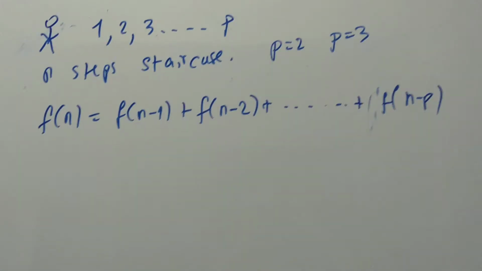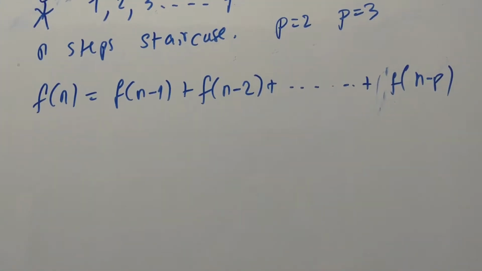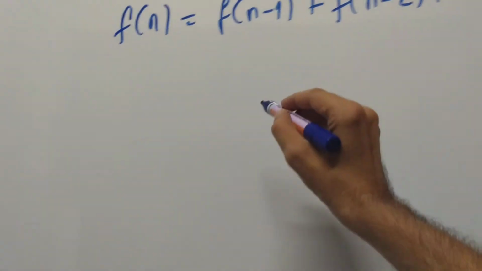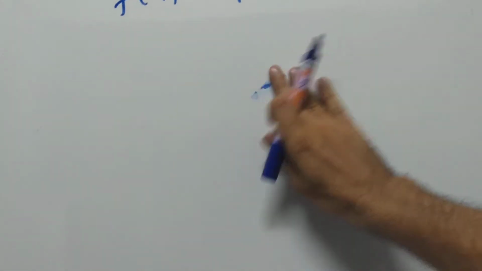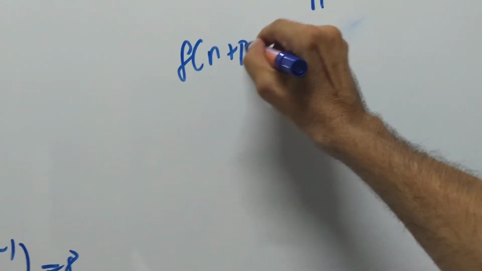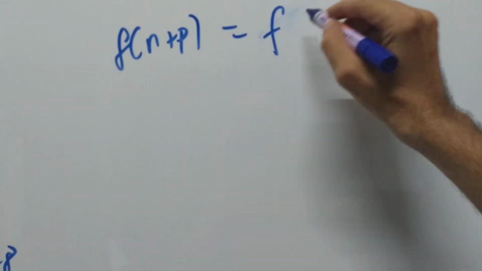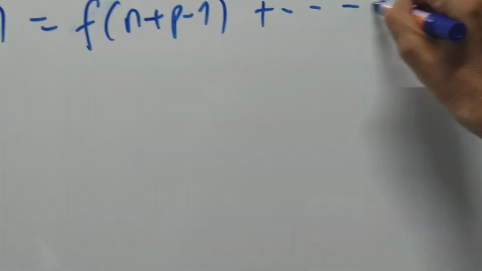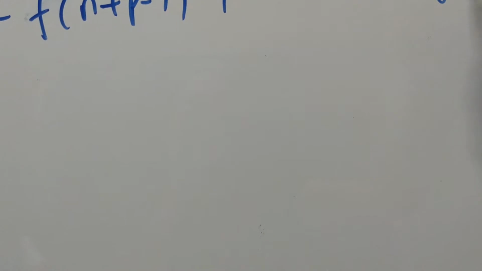This is in general for p is p. It's the same pattern. Now the question is, what are the initial conditions? Well, here I can rewrite this. Let's take n is n plus p, and I have f of n plus p equals f of n plus p minus 1 all the way down to f of n.